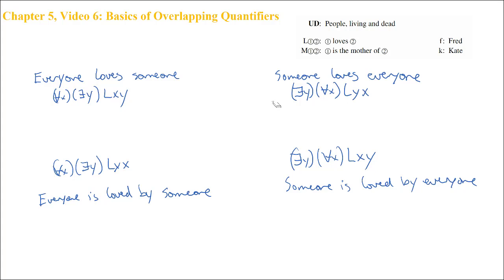But what about from corner to corner, diagonally? Suppose it's true that someone is loved by everyone.